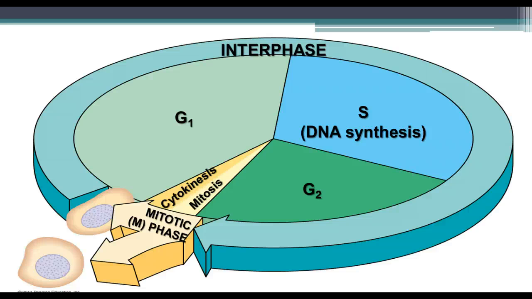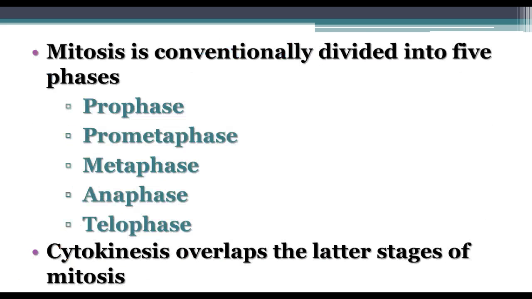When we look at a graph to show you pretty much what happens in the whole cell cycle, remember that we're starting with one cell, it is growing, and then synthesizing the DNA, and then preparing for cell division, and then finally this small slice here is where mitosis and cytokinesis occur. So about 90% of the cell's life is spent in interphase. There are 5 phases in mitosis. There are prophase, prometaphase, metaphase, anaphase, and telophase.